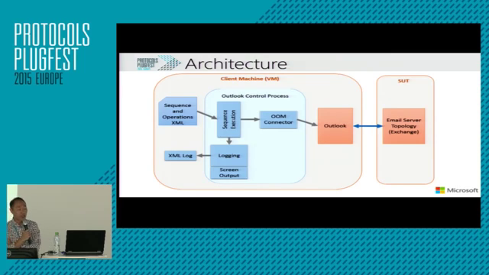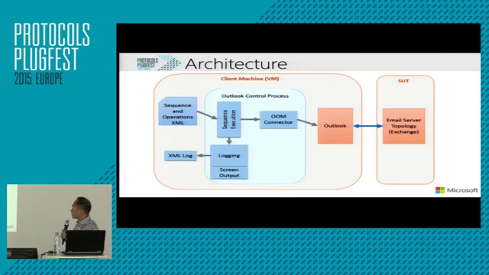The execution engine then uses the Outlook object model connector to communicate with Outlook, and Outlook communicates with whatever mail server that you have. So you can connect to O365, Exchange, or any other servers.